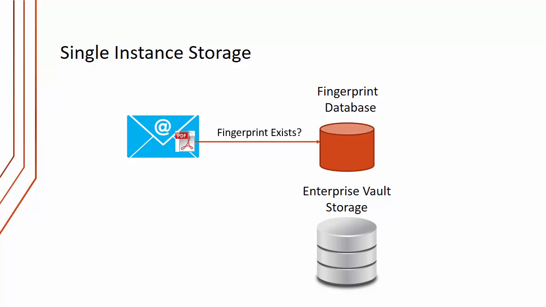If the fingerprint doesn't exist, then it will store the item in Enterprise Vault storage. If the fingerprint does exist, it means it stored it before and it doesn't need to store it again. The real benefit of single instance storage is that the amount of stuff we're actually storing in Enterprise Vault won't be as large, because when we're archiving the same file multiple times, we only actually archive it once.